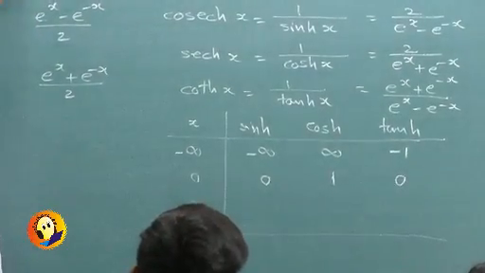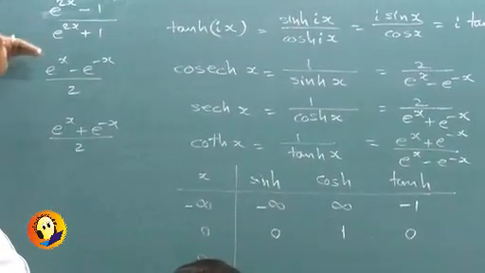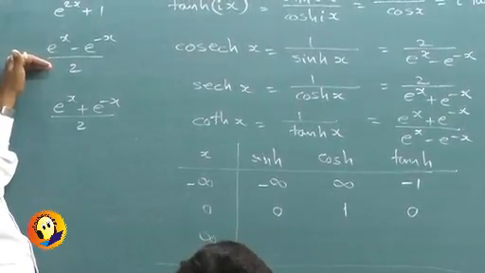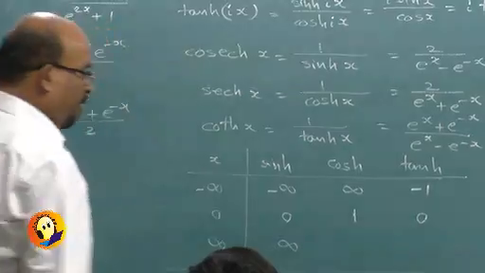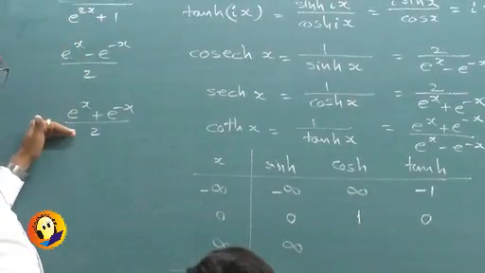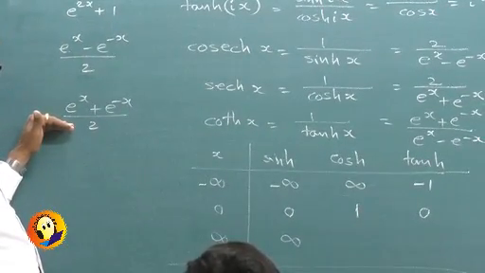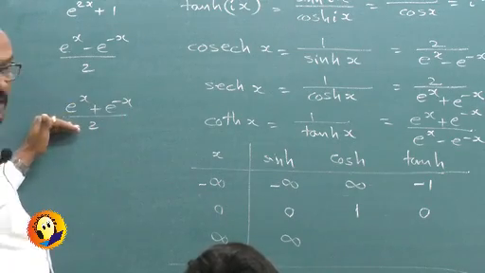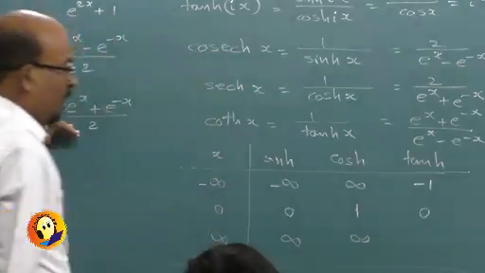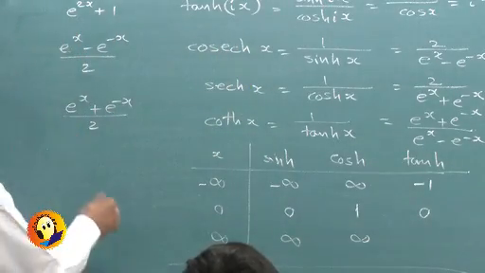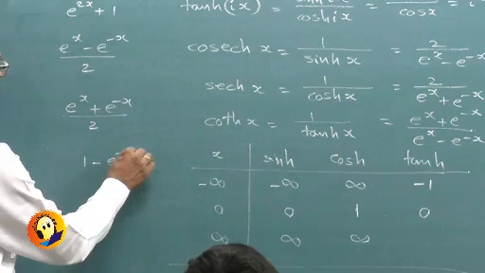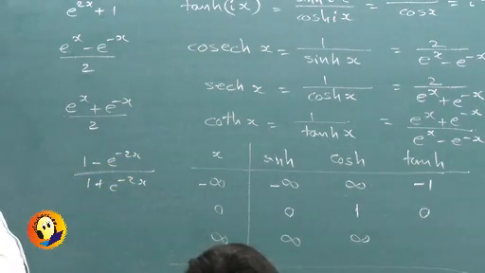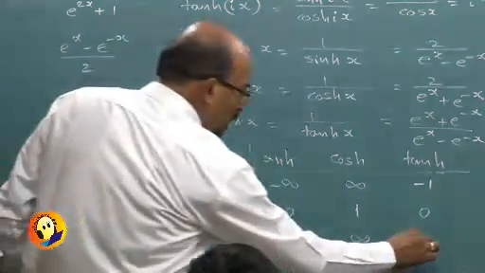Sinh infinity. In this formula, e raised to infinity is infinity, e raised to minus infinity is 0, so this will be plus infinity. Cosh infinity, this formula, infinity plus 0 by 2, so infinity again. And tanh infinity, now I should write it as 1 minus e raised to minus 2x upon 1 plus e raised to minus 2x. And this will be 0, so this will be 1.